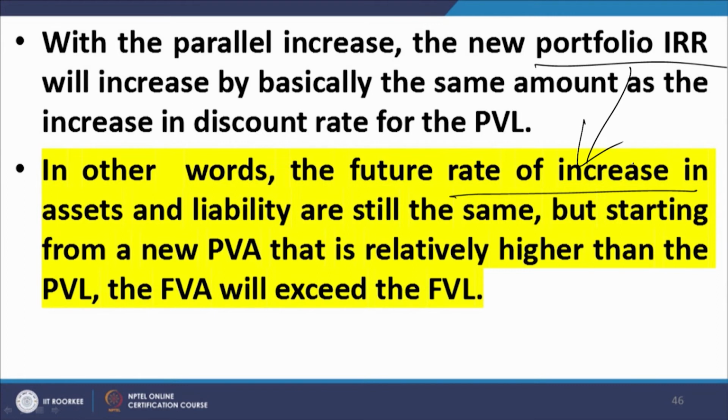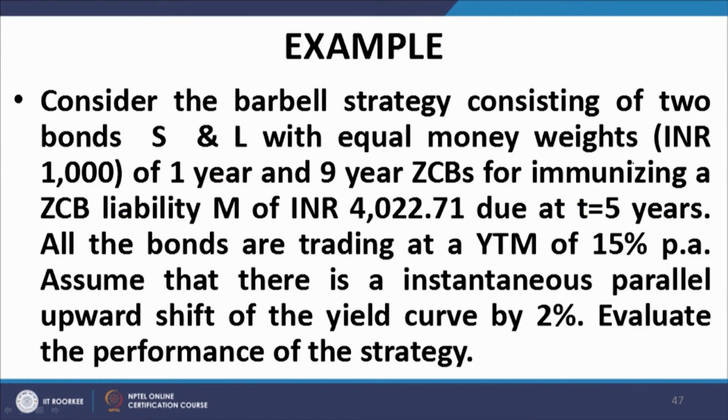Let us understand this with an example. Consider the barbell strategy consisting of two bonds S and L with equal money weights INR 1000 of 1 year and 9 year zero coupon bonds for immunizing a zero coupon liability M of INR 4022.71 due at t equal to 5 years. Assume that there is an instantaneous parallel upward shift of the yield curve by 2%. Evaluate the performance of this strategy.